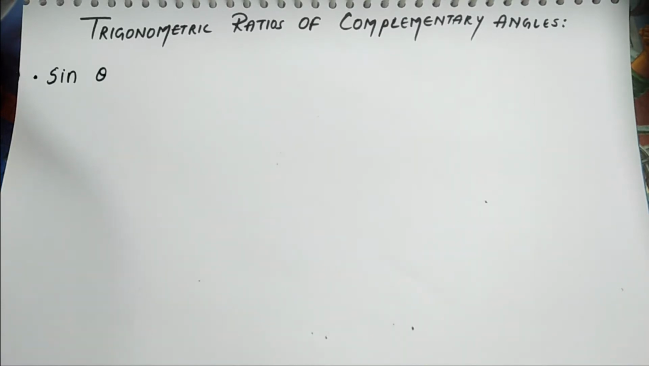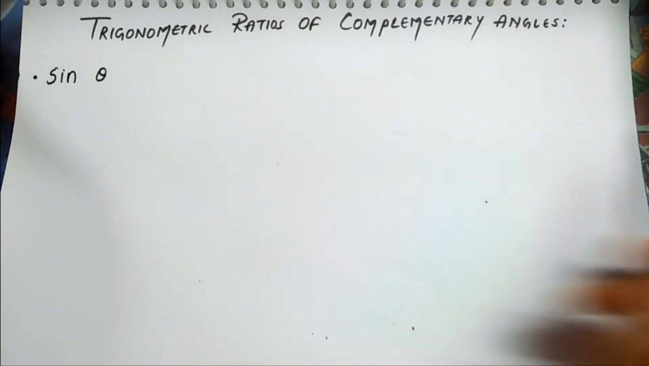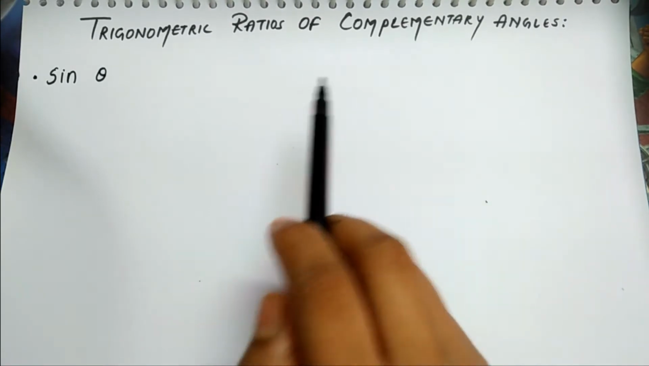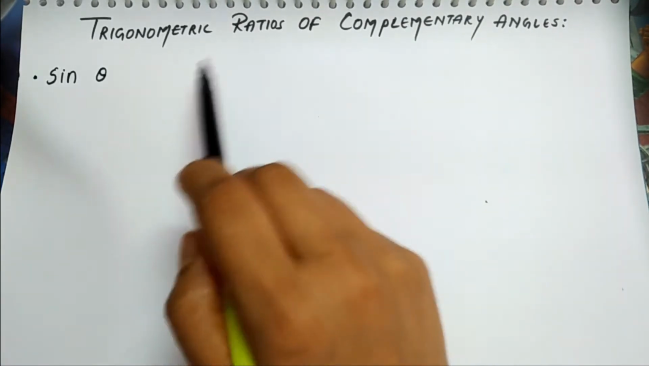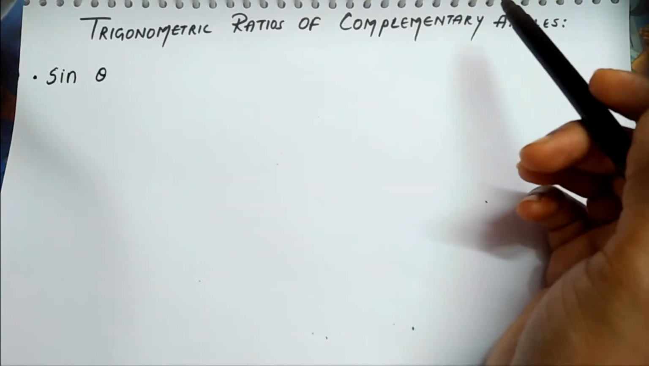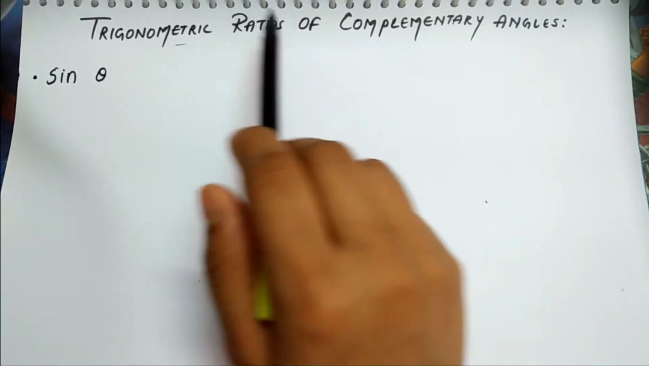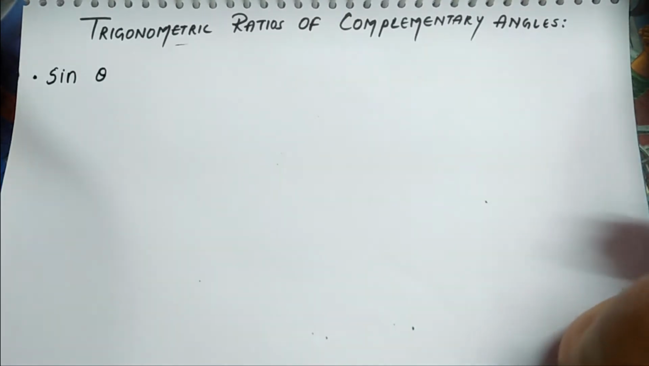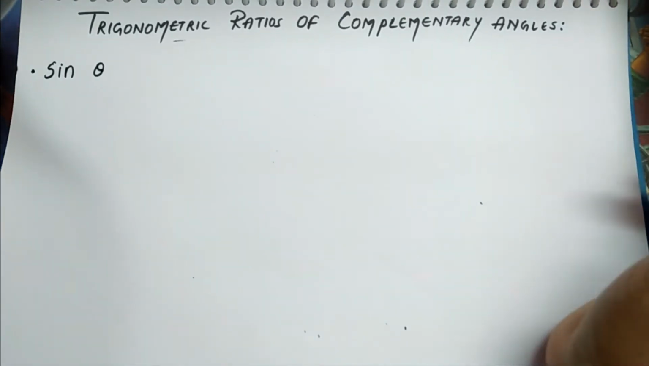Okay, today's topic is a new topic, that is trigonometric ratios of a complementary angle. Till now, we have done the basic trigonometric ratios, and the second topic we have done is trigonometric ratios of specific angles. Now we are moving to the third part of our chapter, that is nothing but trigonometric ratios of a complementary angle. That is the easiest one. So what is basically a complementary angle?